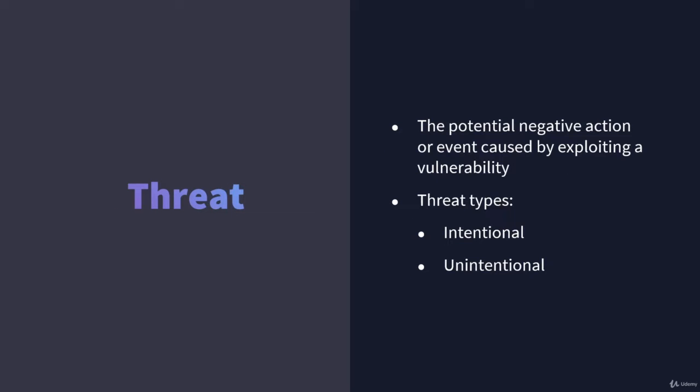Next term is threat. In computer security, a threat is the potential negative action or event caused by exploiting a vulnerability. Threats can be intentional or unintentional. A few examples of intentional threats are malware, phishing, hackers, or even an employee that is angry with the company. For unintentional threats, some examples would be natural events such as an earthquake, a flood, or a hurricane, or a technical failure such as a hardware or software failure.